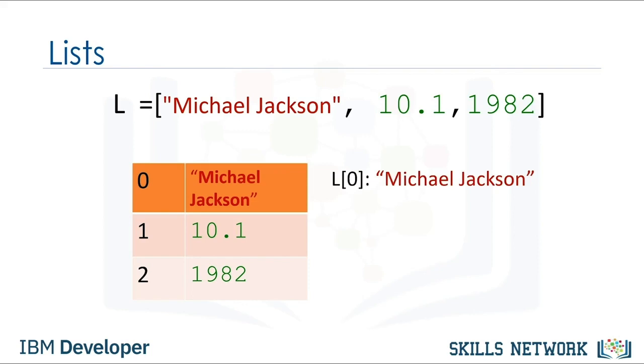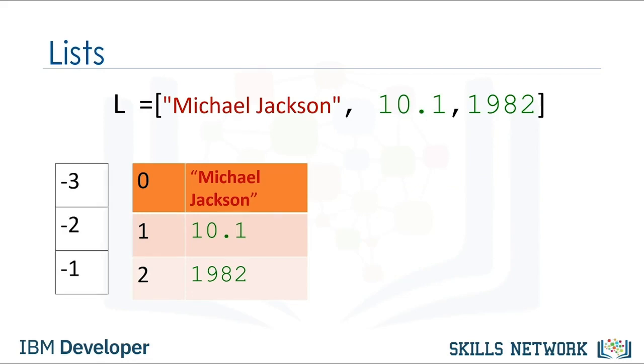The first element can be accessed by the name of the list followed by a square bracket with the index number, in this case 0. We can access the second element as follows. We can also access the last element. In Python, we can use a negative index.